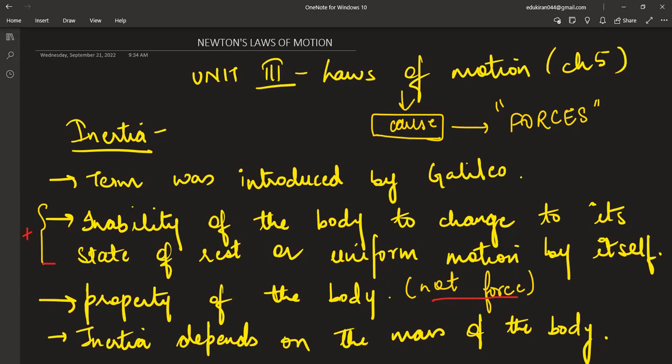If it's a very huge object, inertia will be more, right? It will have a tendency to stay at rest more. If a big box is kept and a small ball is kept, the big box will have the tendency to remain at its state because a lot of force will be required to move it. So that's why inertia is high. It depends upon the mass of the body.